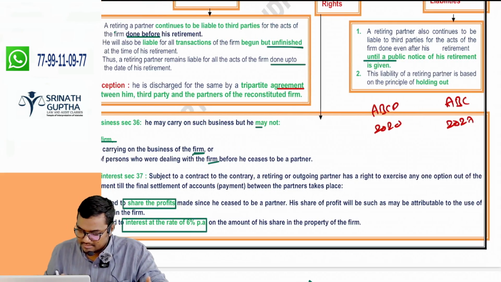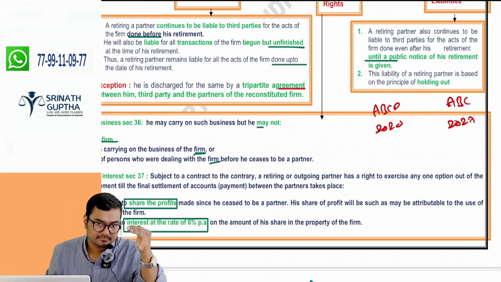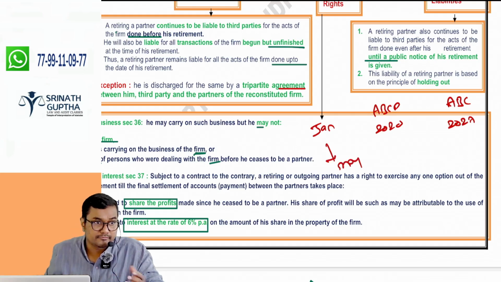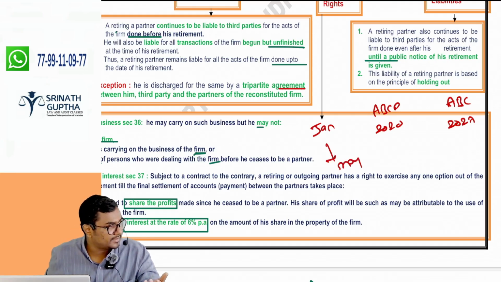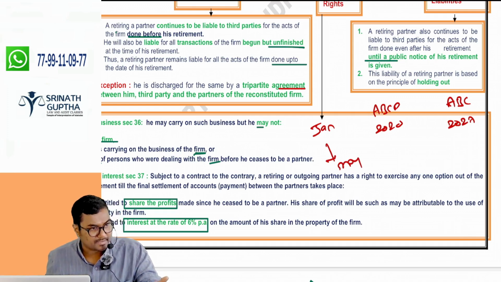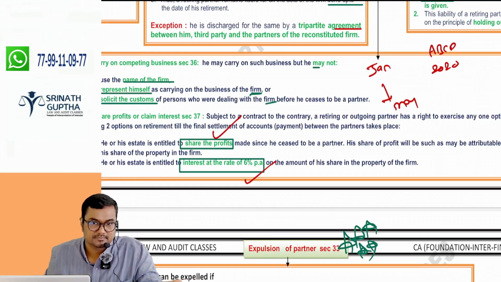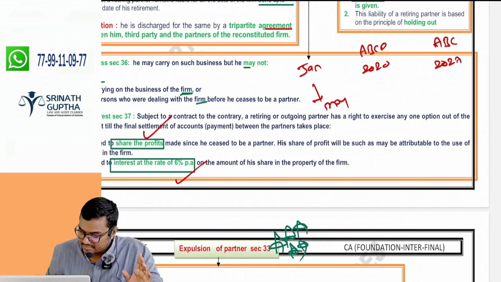For example, D retires in the month of January 27. His accounts are settled in the month of May. For 6 months we are using his capital. So we are paying his share of profits and capital in the month of May. Since we are using his capital, we have to pay his previous share of profits, for example 20%, and 6% interest till his accounts are finally settled.